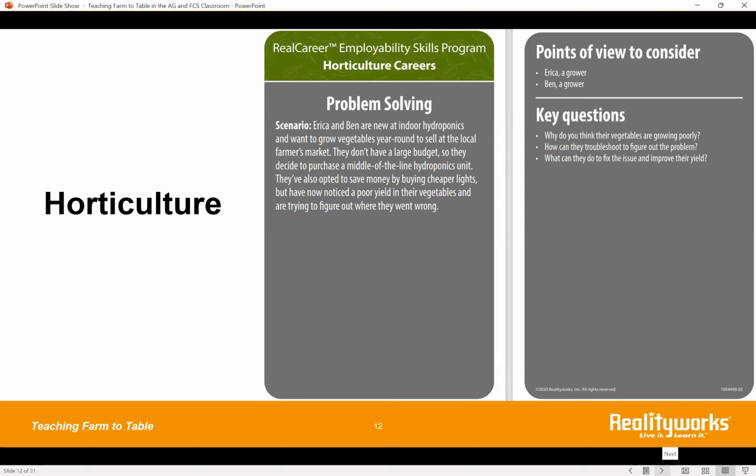So again, it gives another problem solving situation here. For Erica and Ben, you have to walk through what those issues are, what could be the reason, what might have to happen, and then asking the questions of what kind of cost, what it does to their business, allowing open-ended opportunities for your students.